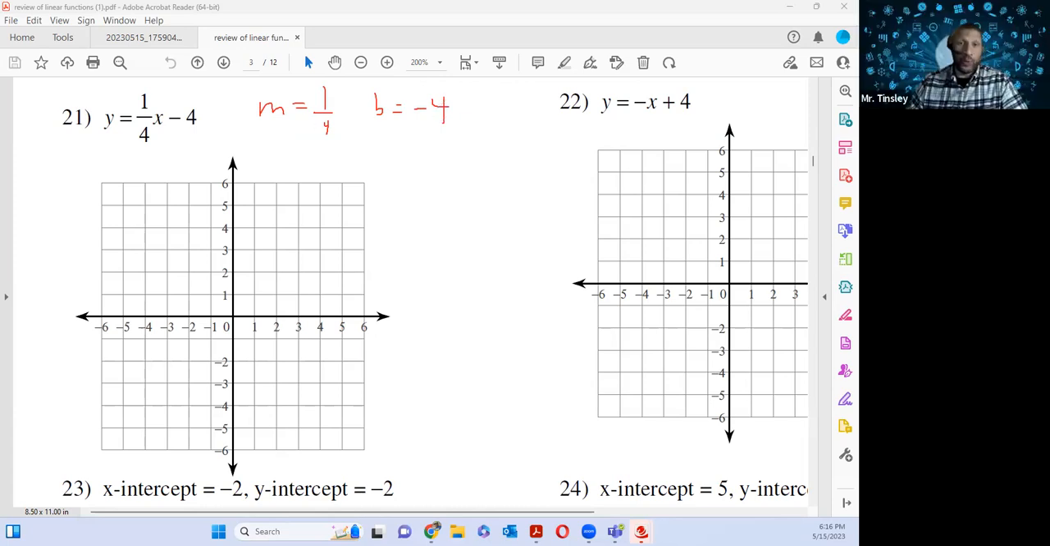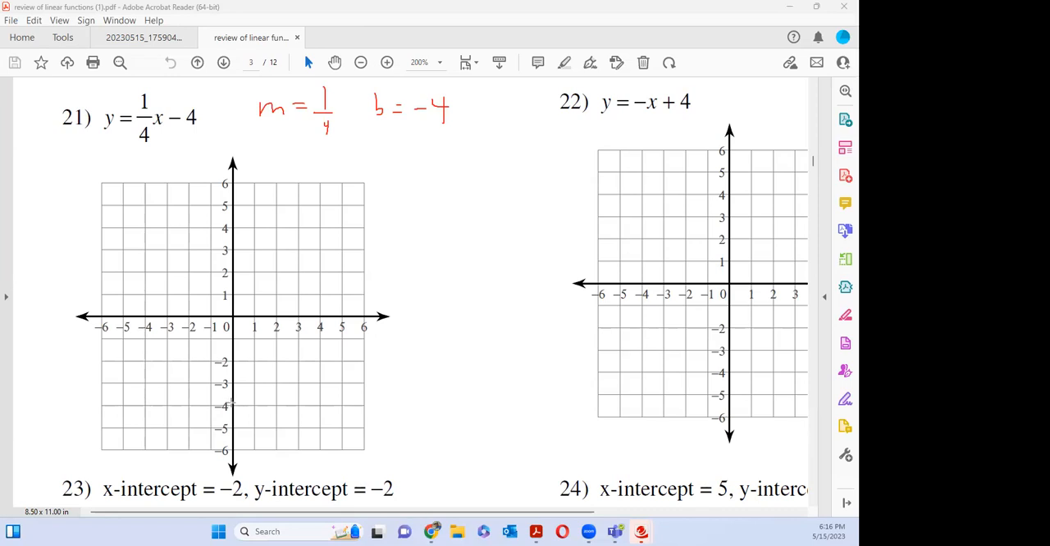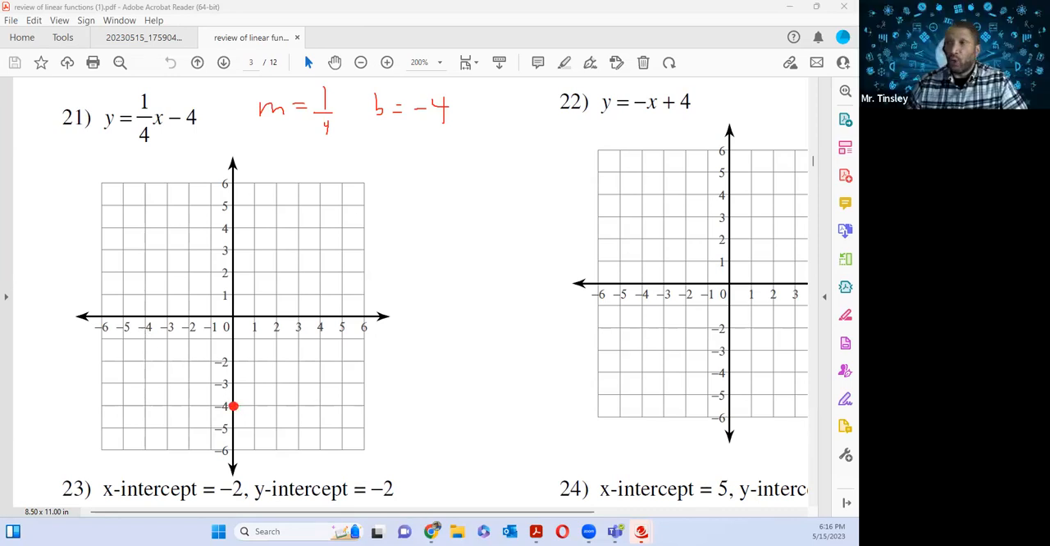My first point that I'm going to graph is my y-intercept, which is -4. To get my second point, I got to use my slope. Well, my slope is 1/4. So since my slope is 1/4, that's rise over run.